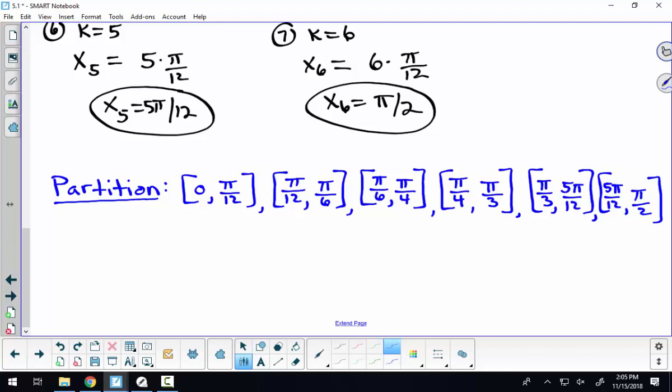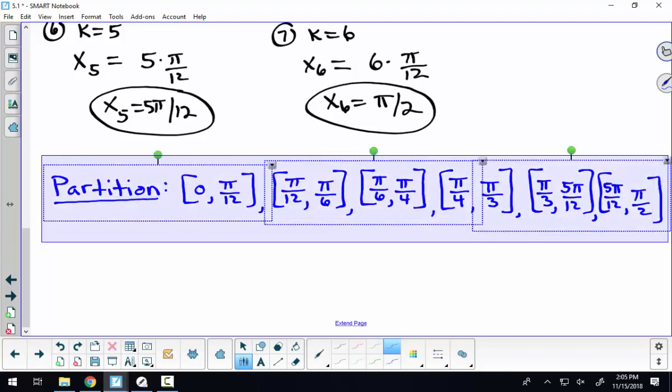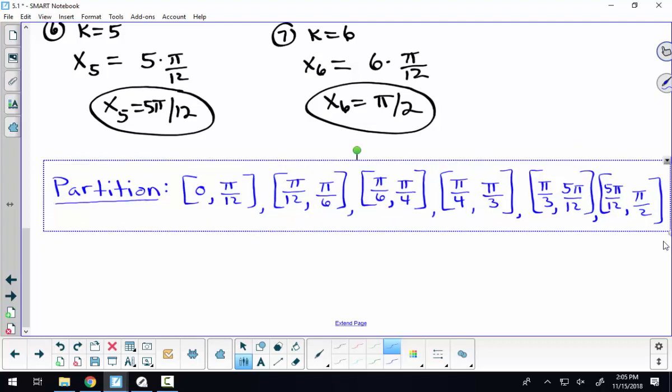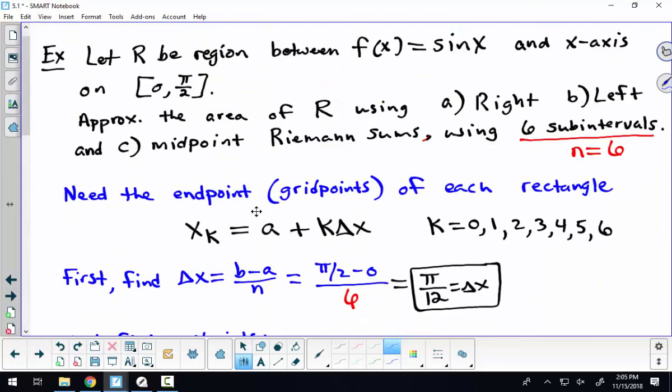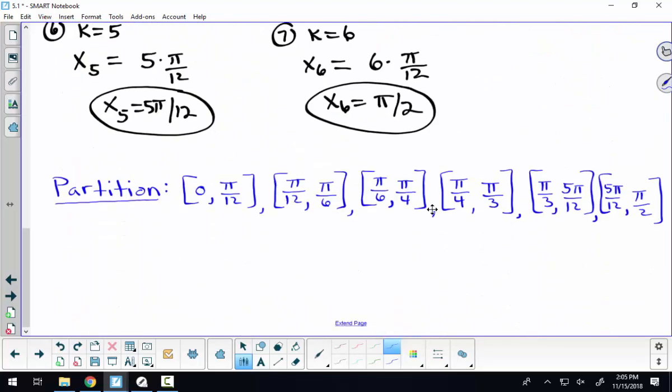So whether we're looking at the left Riemann sum, the right Riemann sum, or the midpoint Riemann sum, the way that interval is partitioned does not change. So you've got this partition for all three of your Riemann sums. Do y'all have any questions on what we've done?